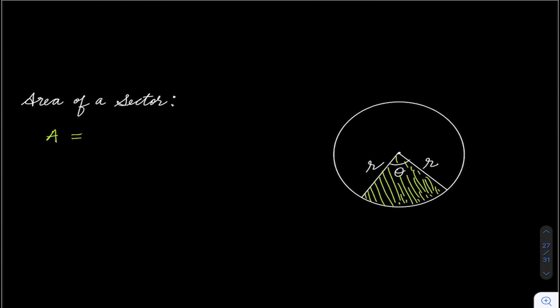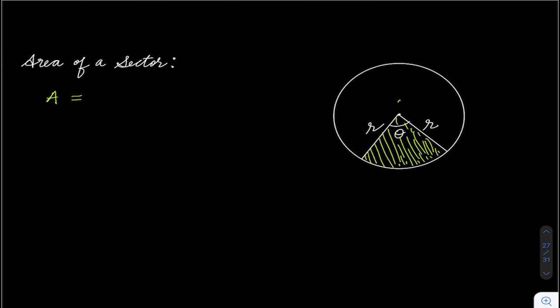Okay. Next is area of sector. So same question. We have OAB. We have an arc AB that is subtending an angle theta at the center. Radius of the circle is R and center is O. So now we have what we call a sector. So AOB, you can see the shaded part, that is known as a sector. Now we need to find the area of this sector.